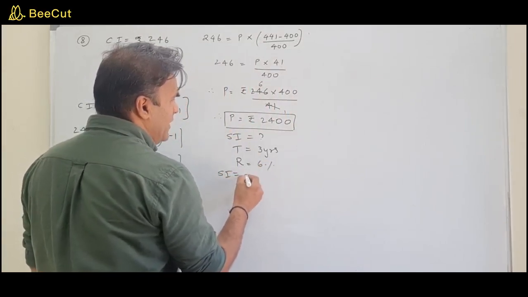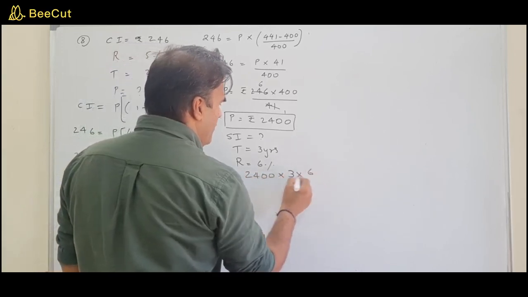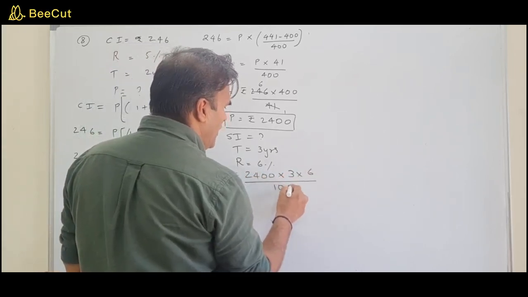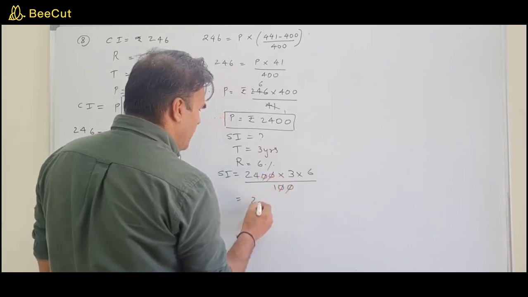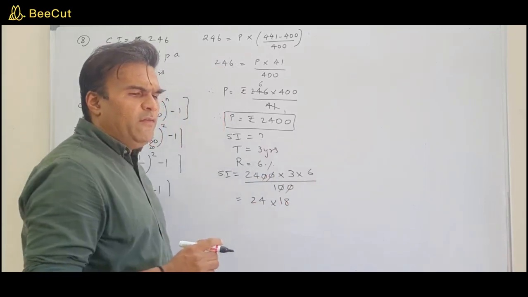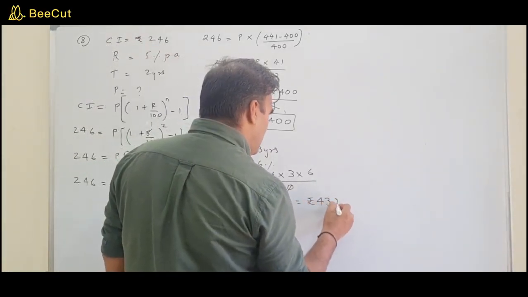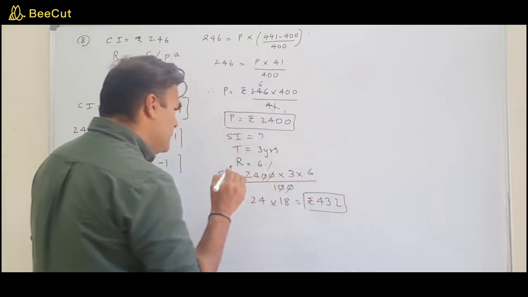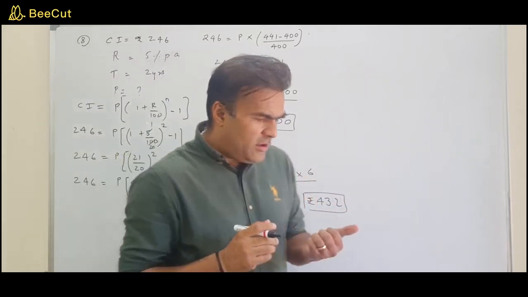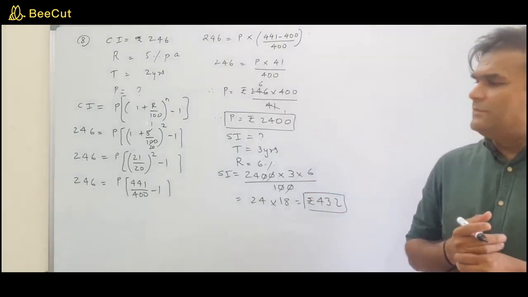Sir, simple interest is P into T into R upon 100. Cancel. So you get, my friends, 24 multiplied by 18, rupees 432. Perfect. So this question seems to be very, very simple.